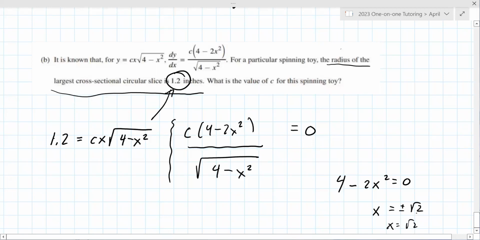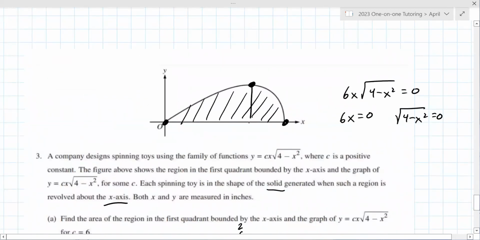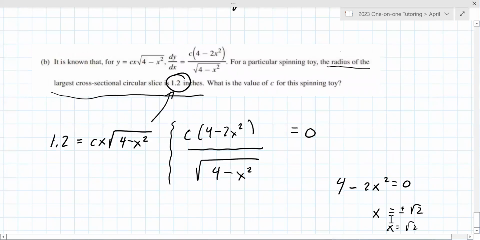Because you want the largest cross-sectional circular slice to be 1.2, the Y value is the circular slice. Like if you go back to the graph here, the Y value up here is the 1.2 they're referring to. So your x value comes from the derivative. You put that back in here and here, and you solve for c.